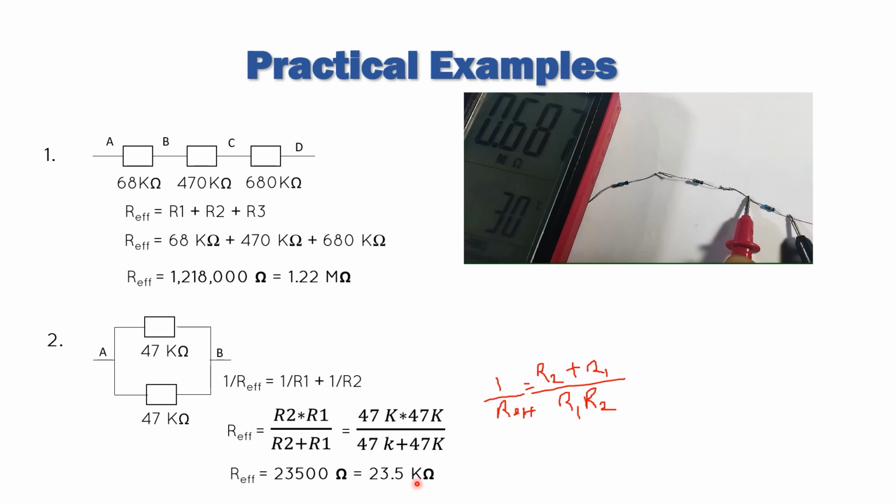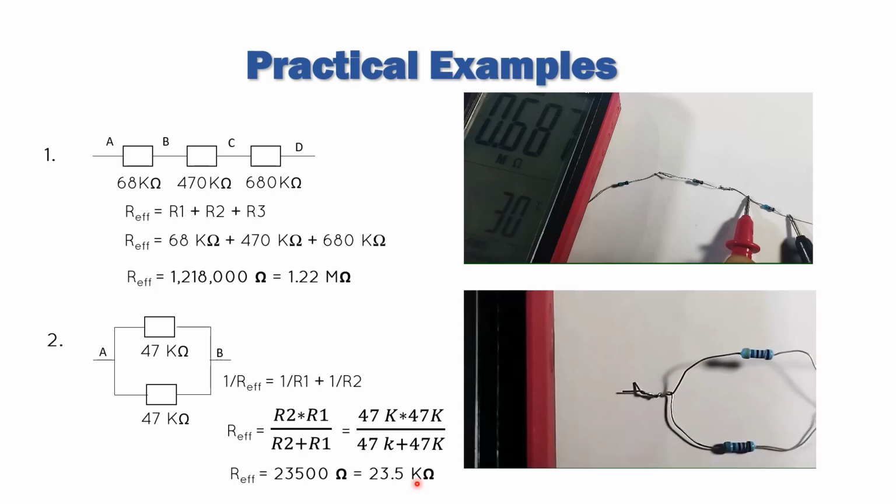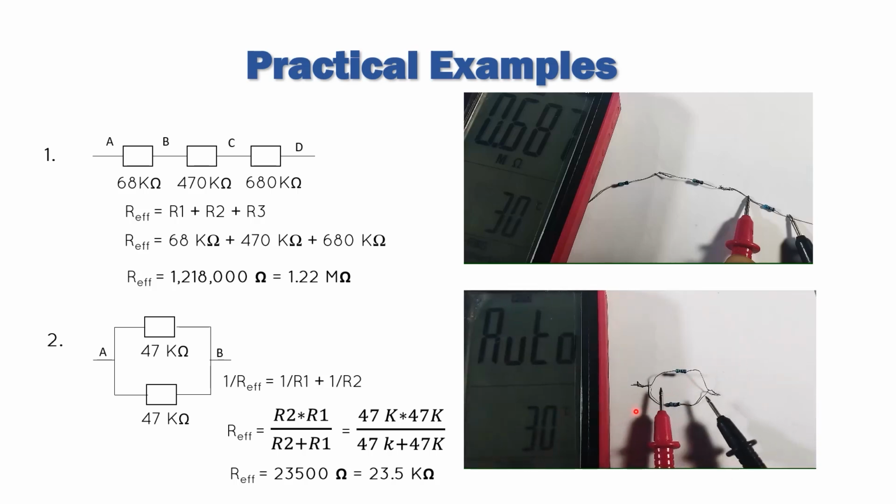Okay, so let's get 2 47k ohms resistors and try to see if we get the same answer. And so on your screen you can see we have 47 kilo ohms, 47 kilo ohms. All right, so let's read to see, and you can see that we have 23.57, okay, which tallies with what we had here. So we move on to number 3.